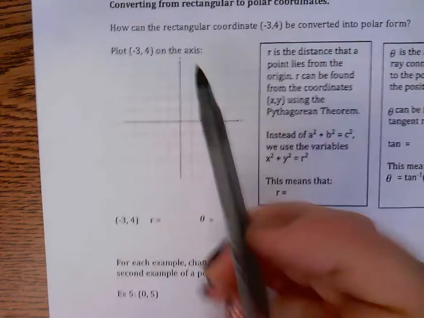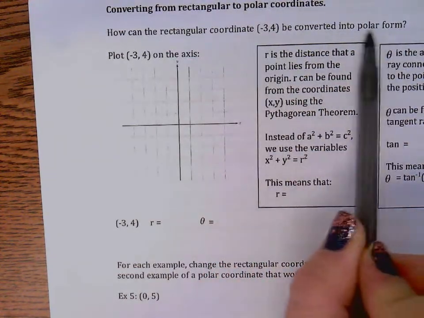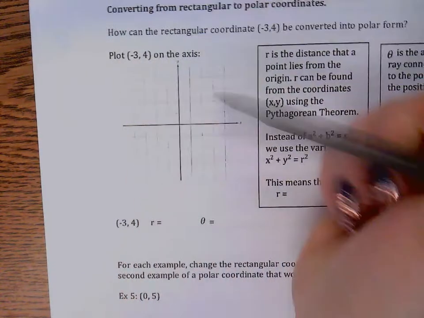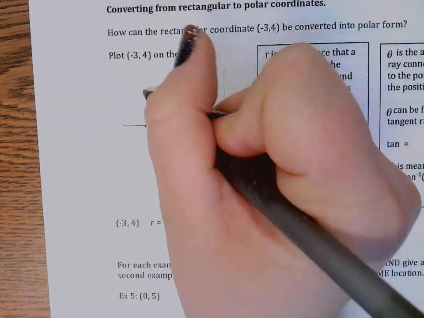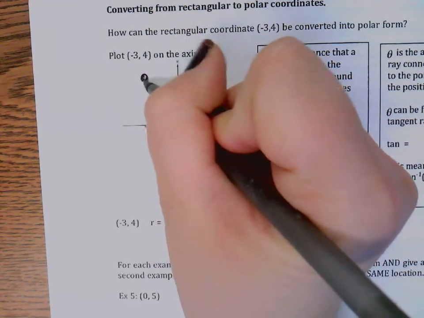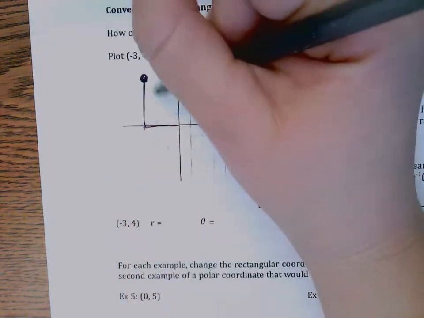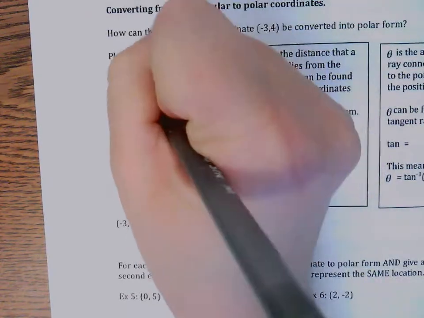So here's how I can plot negative 3 comma 4 and convert it into polar form. First thing, I like to plot it first so I can see where my triangle is. So here's negative 3, 1, 2, 3, 4. So here's the point I'm interested in. I like to make it into a right triangle because that's all that it is. So I need to solve for this angle and this r value.